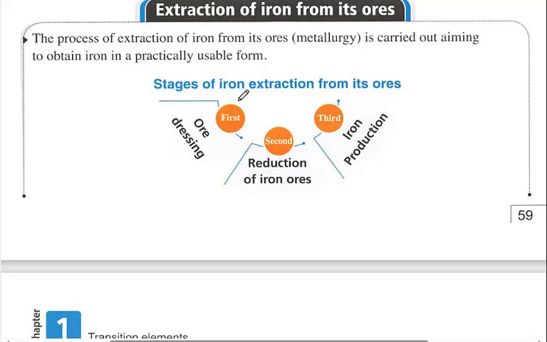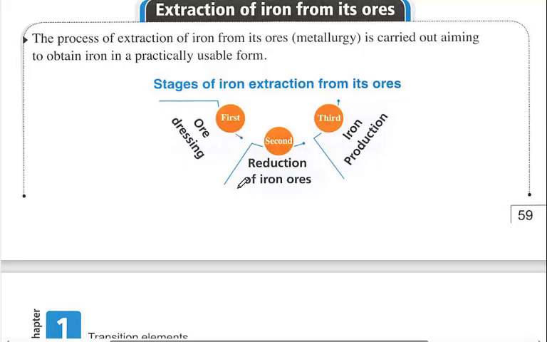The first stage is ore dressing. Dressing is preparing the ore to be used in a reduction process, to be placed in the blast furnace or the high furnace or the midrex furnace. We cannot put the rock or the ore in the furnace as it is. So we have first to prepare this ore to be placed in the reduction furnaces.